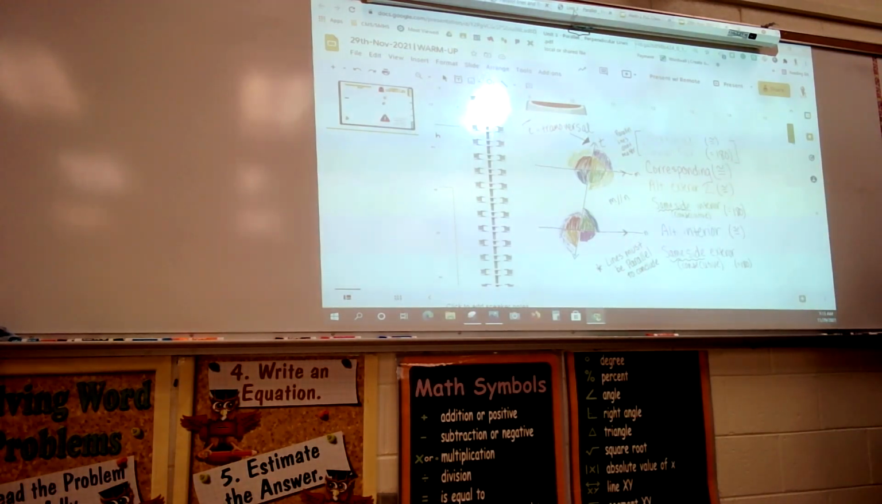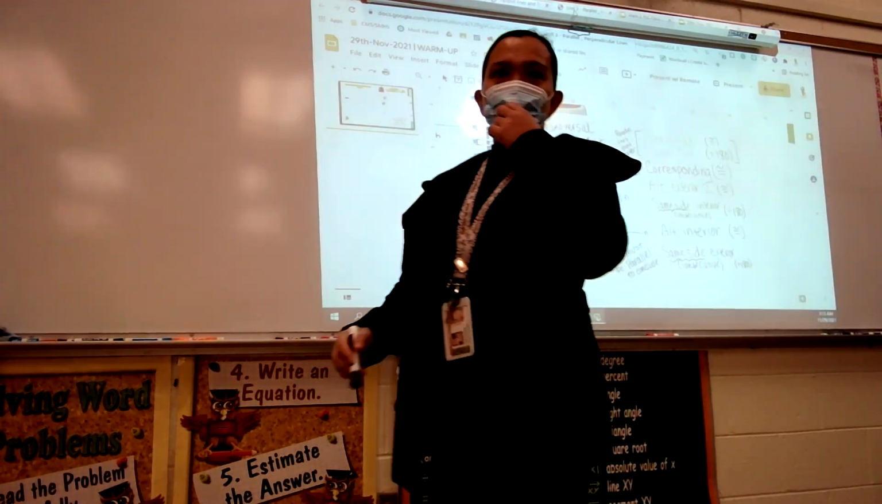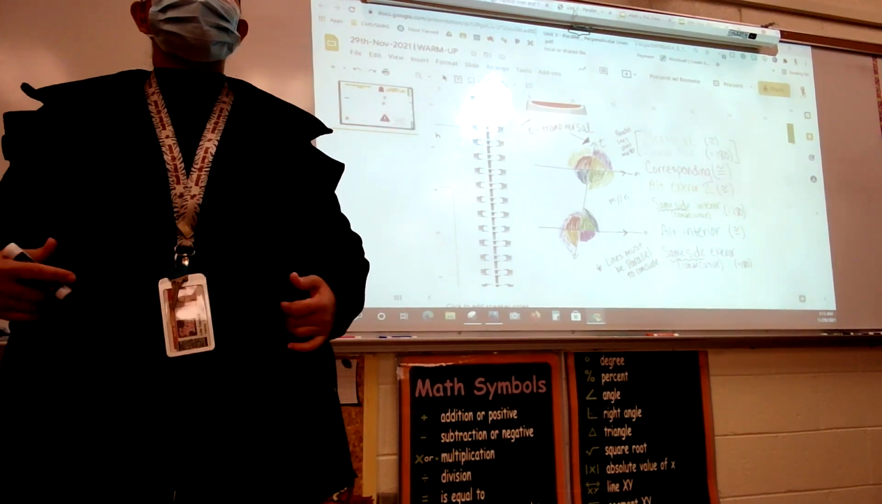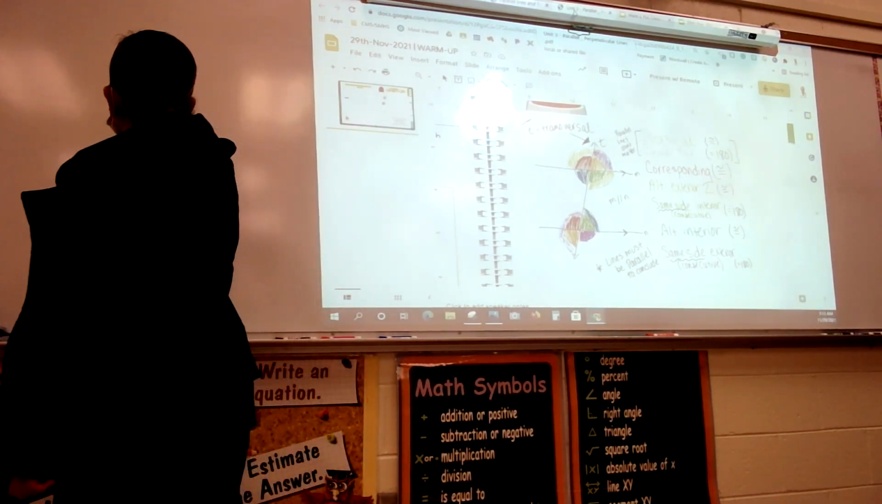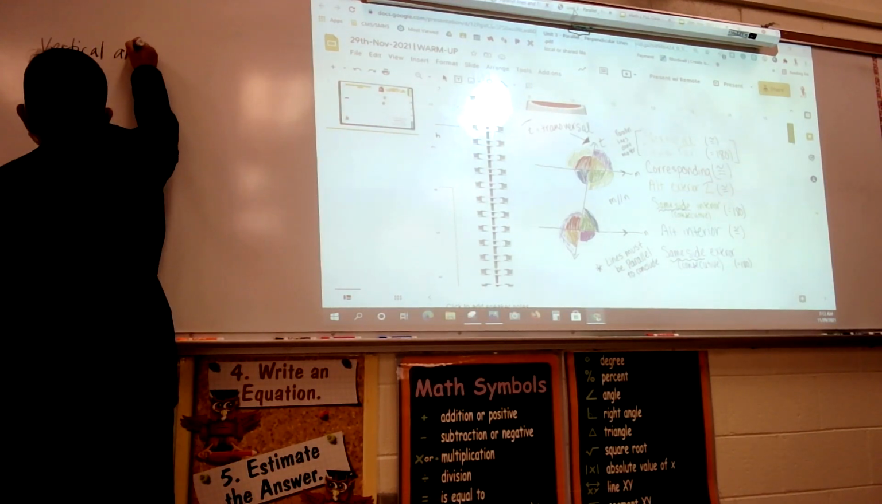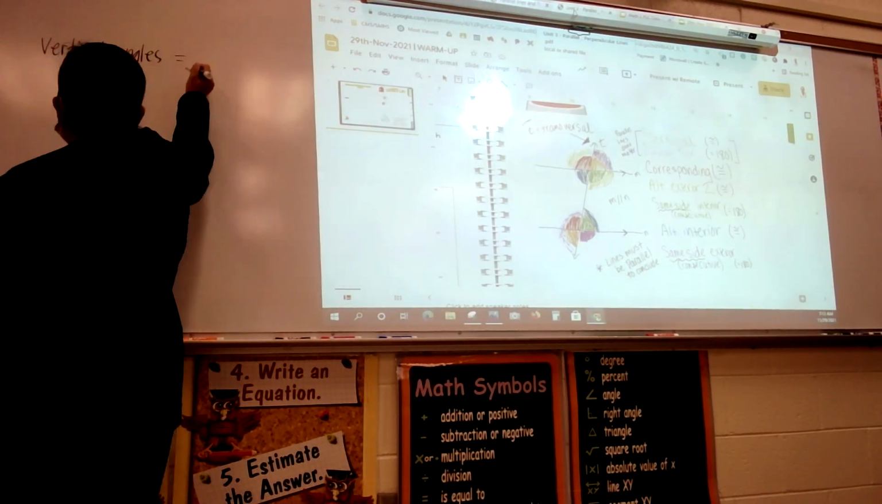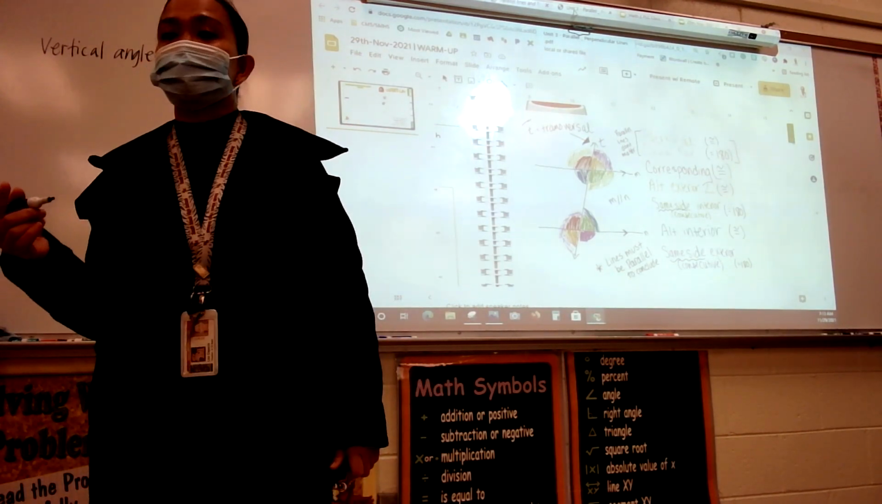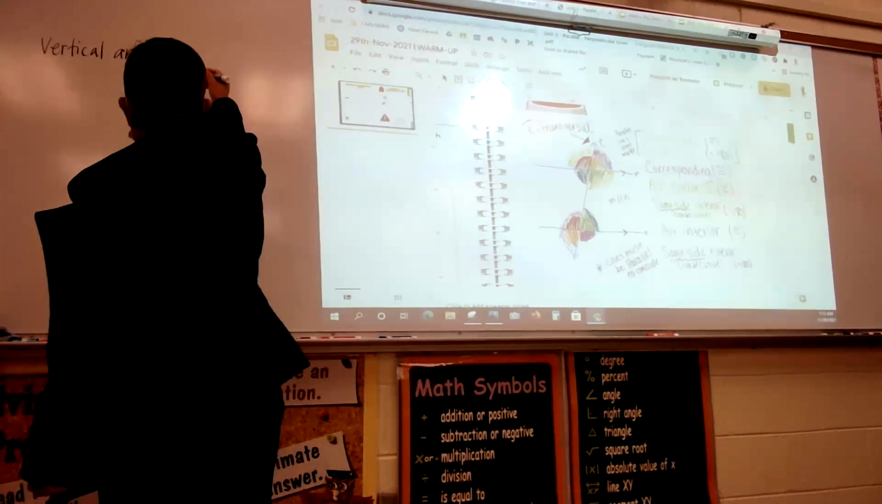So last time, before we had a break, we discussed the different relations of angles. Would you give me one relation? If you could remember that, give me one relation. Vertical angle. Vertical angles are usually what? Are they always equal to each other or equal to 180? Each other. Equal to each other.